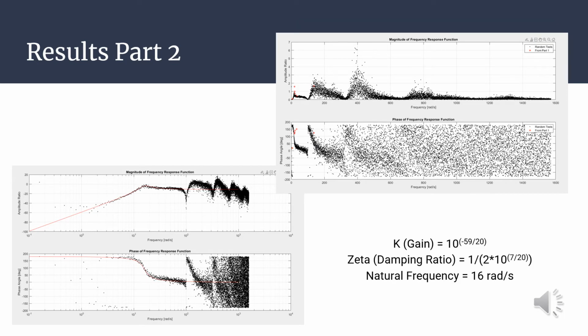For part 2, we did something similar, however we had various random frequencies produced. So we plotted amplitude ratio and phase angle by the frequency, then put it on a semi-log axis, and created a transfer function by finding the gain, damping ratio, and natural frequency, which was calculated as seen in the bottom right.